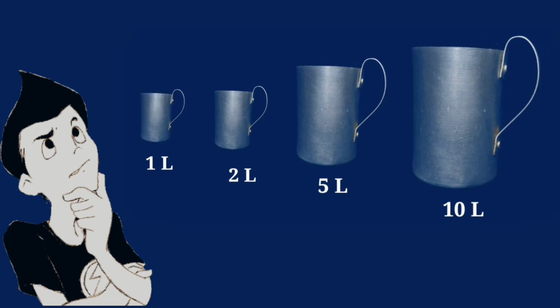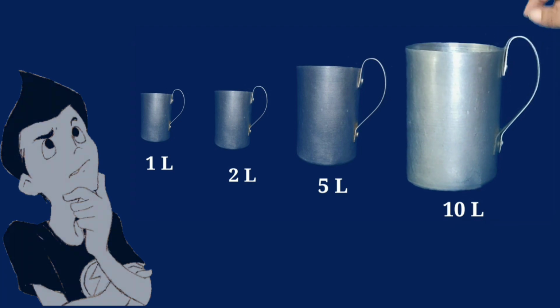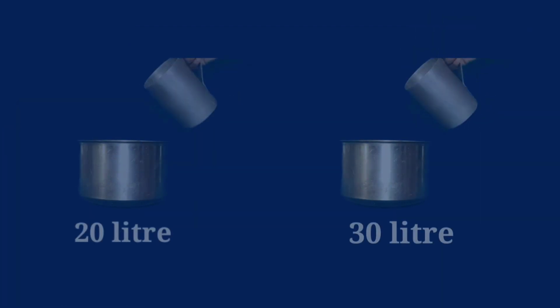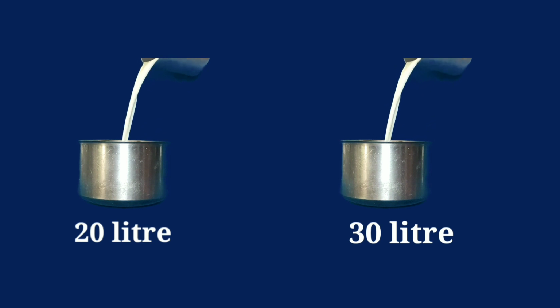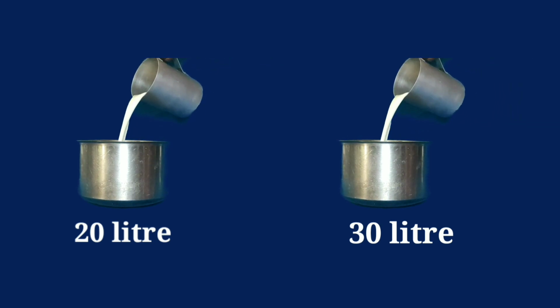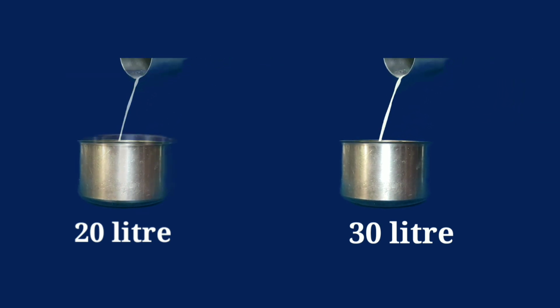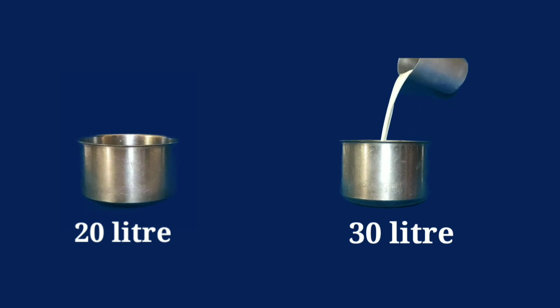With 1 liter can, he will have to repeatedly measure for 20 times and 30 times. With 2 liter can, he will have to measure 10 and 15 times. With 5 liter can, he will have to measure 4 and 6 times. So here he must use measuring can of 10 liter capacity and with this he can measure 20 liters of milk in 2 turns and 30 liters of milk in 3 turns.